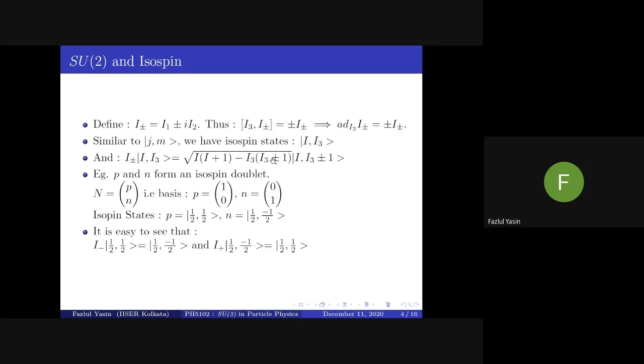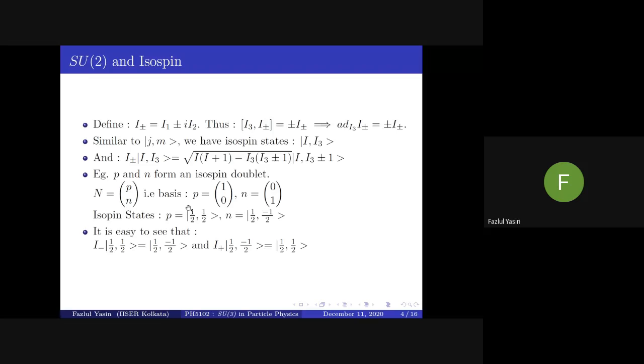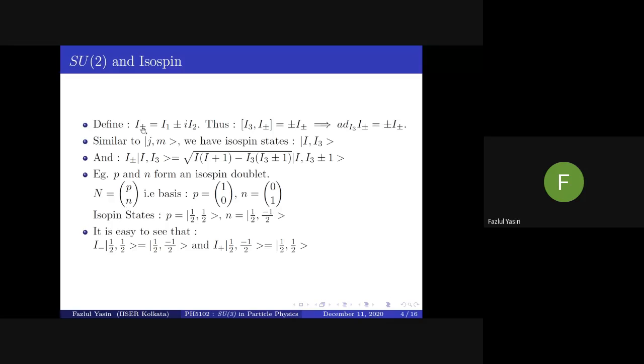Now, as I was talking about P and N, they are expected to form an isospin doublet, known as the nucleon state, represented thus, which gives us the basis in this manner, p equals (1, 0) and n equals (0, 1). And from this, we can clearly say that the isospin states are represented in this way: p as half, half and n as half, minus half. Now, as I was talking about the isospin symmetry, it is clear to say that I plus and I minus are known as the shifting operators.